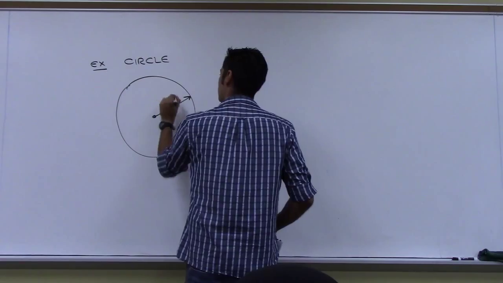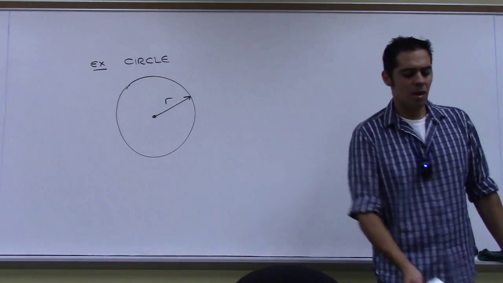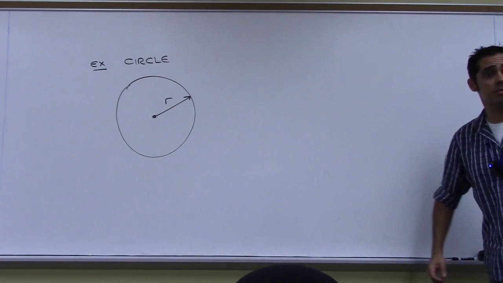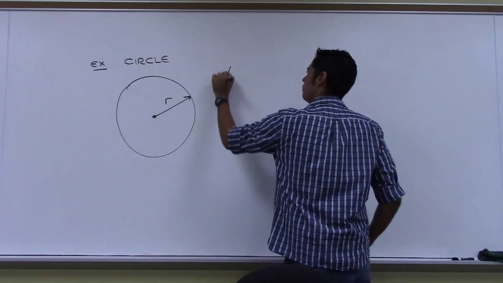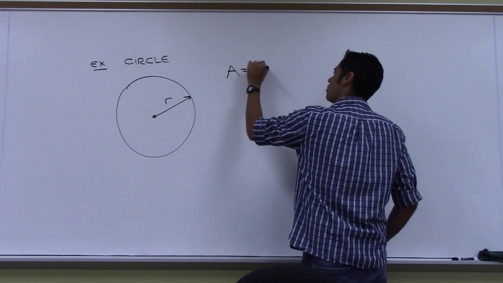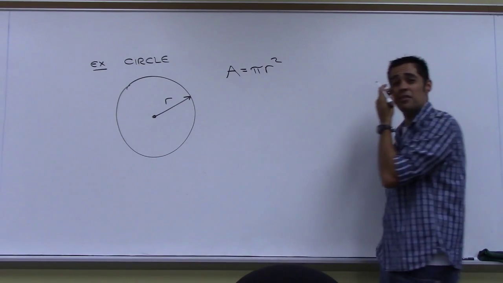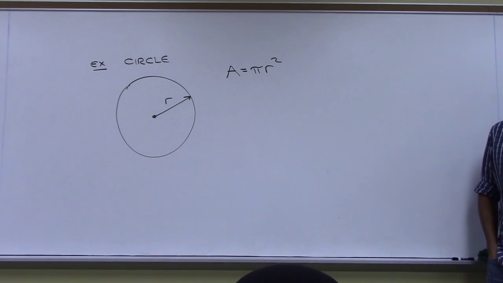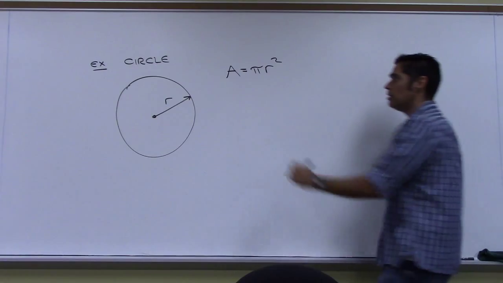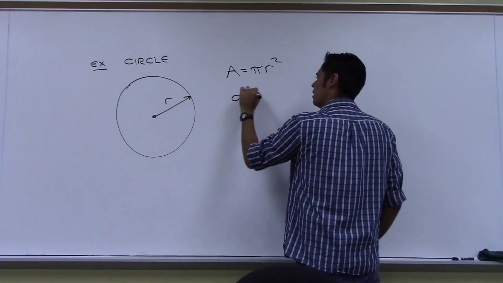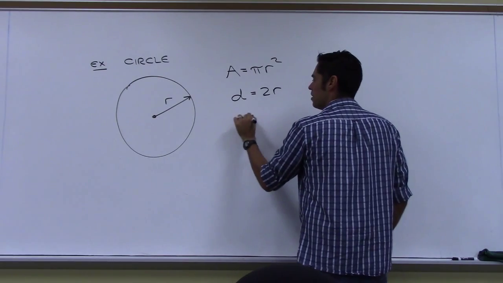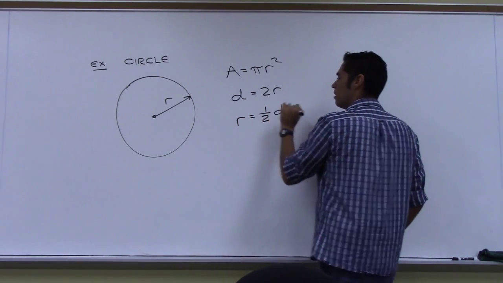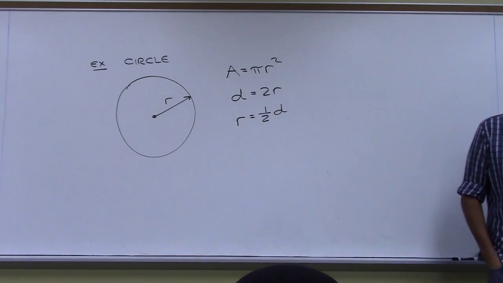Let's say it has a radius of r. Let's talk about the things that we know about circles. We know that the area of a circle is pi r squared. What other things do you know about a circle? Diameter, I'll say little d, is twice the radius. You could also say that the radius is half of the diameter.